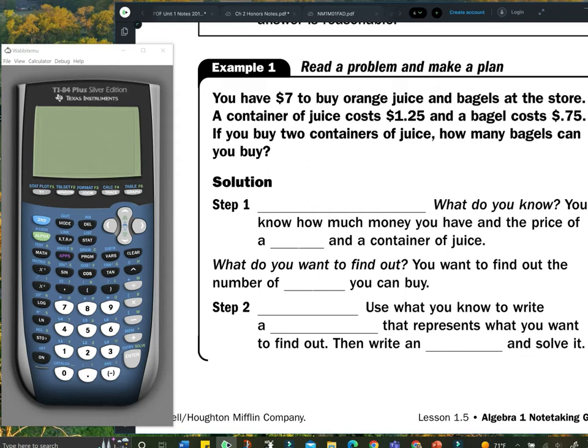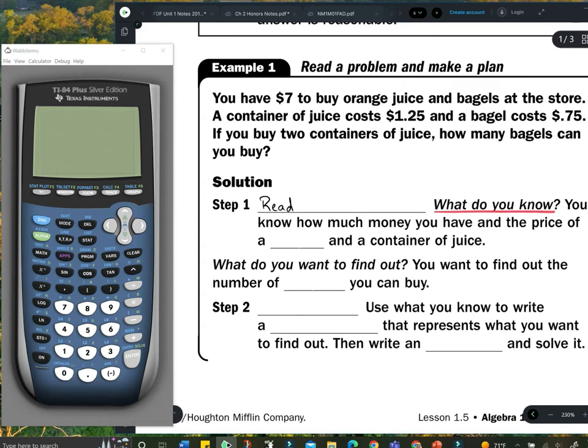Example one, read the problem, make a plan. You have $7 to buy orange juice and bagels at the store. A container of juice costs $1.25, a bagel costs $0.75. If you buy two containers of juice, how many bagels can you buy? So the first step, again, is to read and understand, and we just did that.